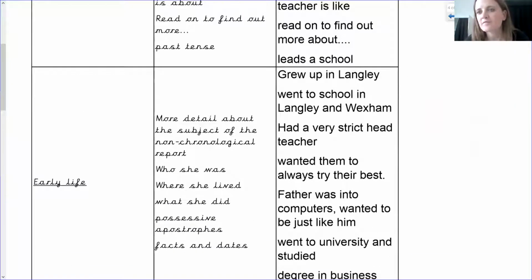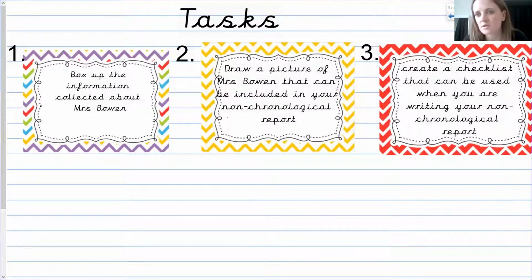So I have spoken through how you can do this, and your tasks are as follows. I would like you to box up the information that you have collected about Mrs. Bowen. Just like I've shown you, you may have collected slightly different information that you have broken up slightly differently. Draw a picture of Mrs. Bowen that can be included in your non-chronological report. There's always a picture with a caption, explaining. Maybe you want to have a picture of Mrs. Bowen sitting at her desk, working hard. Maybe you would like to include Mrs. Bowen standing outside her outstanding school in Slough.